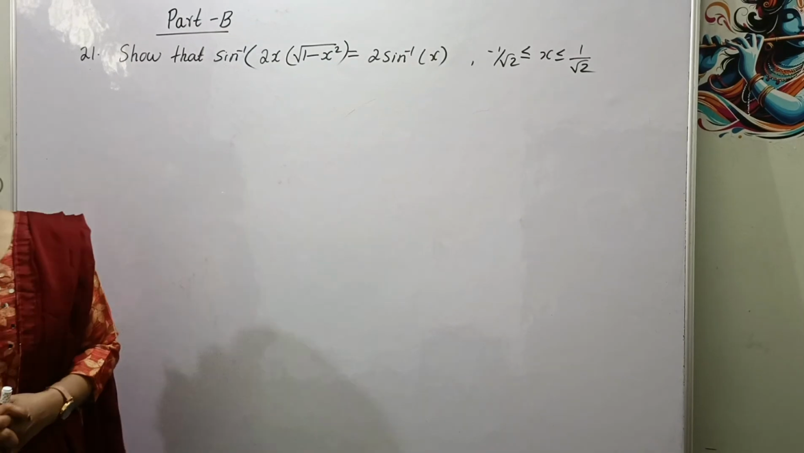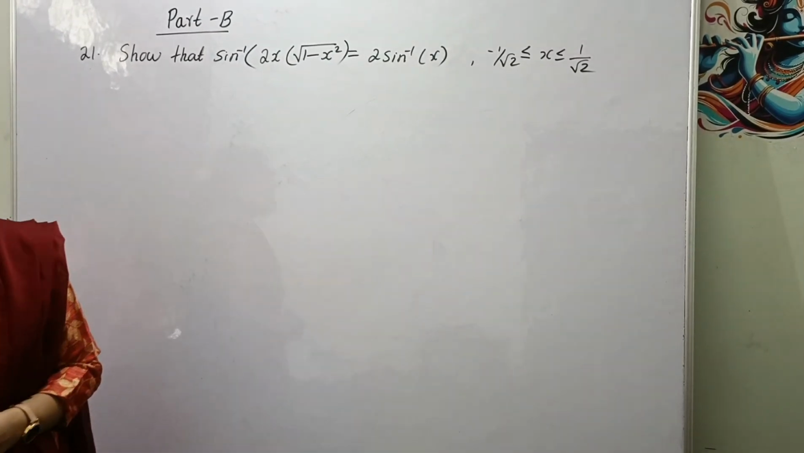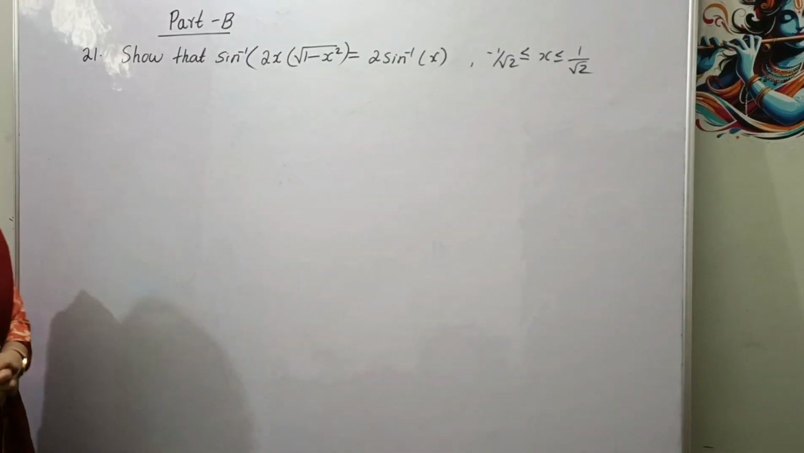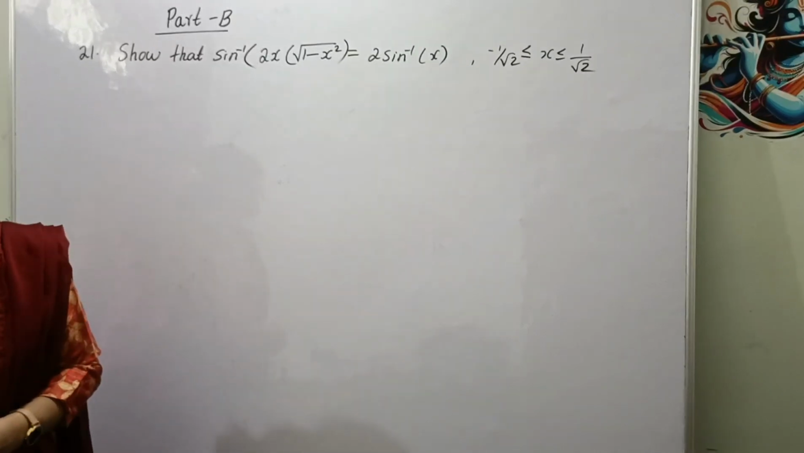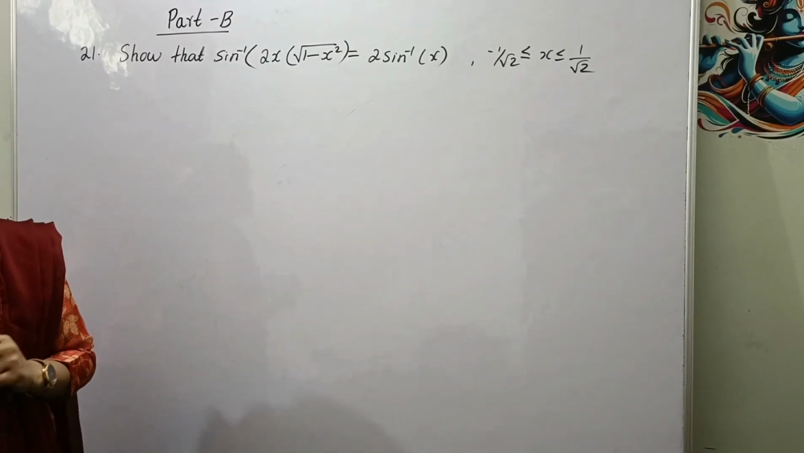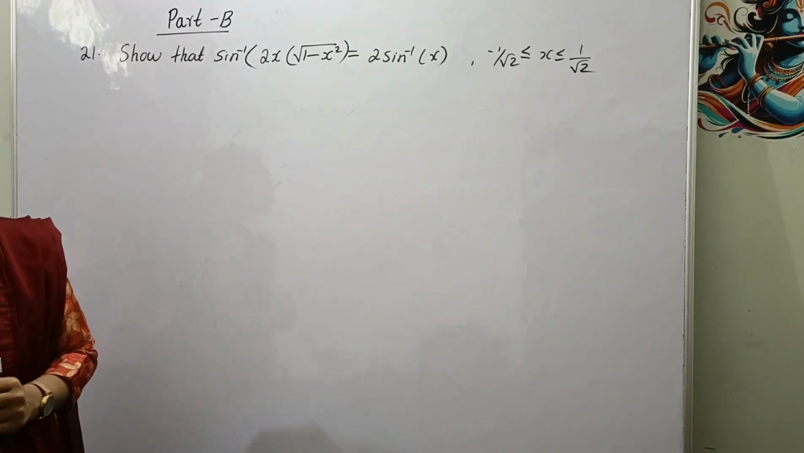Hello everyone. Today we are going through part B of second PUC mathematics model question paper. This part B has 9 questions. You have to answer any 6 questions. Each question carries 2 marks.